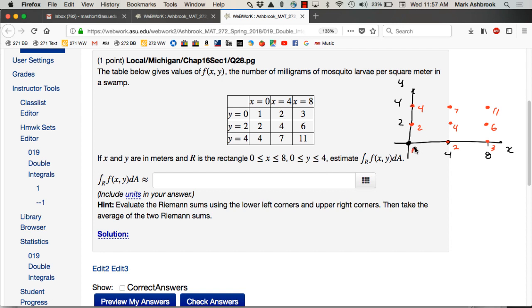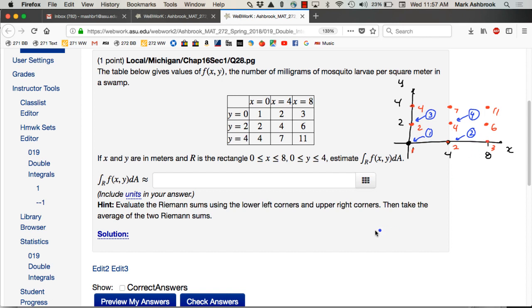Okay, so these are the rates, right? This is the mosquito per square meter. And so if we use lower left, so we could call this like 1, 2, 3, and 4. Lower left would be this way, right? And how many square meters is each dA? 4 times 2 is 8. It's 8 square meters per dA, is that right?